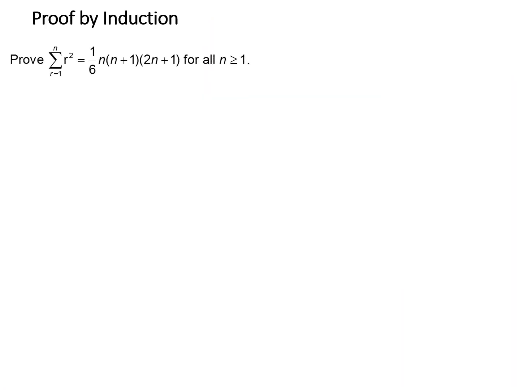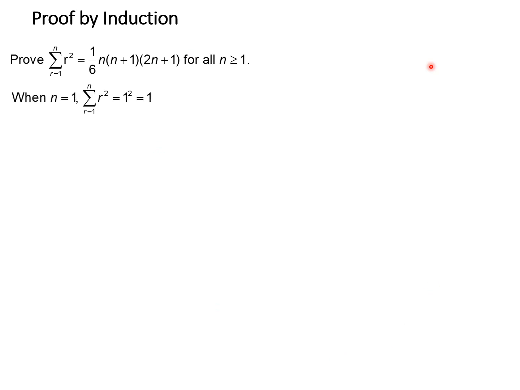So here is another example of proof by induction. You are supposed to prove that the sum of r square is equal to 1 over 6 times n, times n plus 1, multiplied by 2n plus 1. In order to prove this, again, we're going to use the induction method, and obviously we have to have 3 successive values, which are n equals to 1, n equals to k, and n equals to k plus 1.